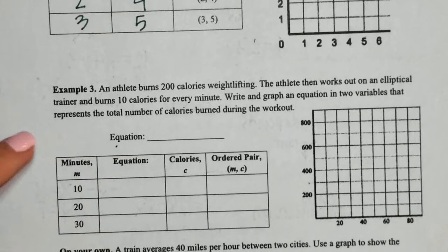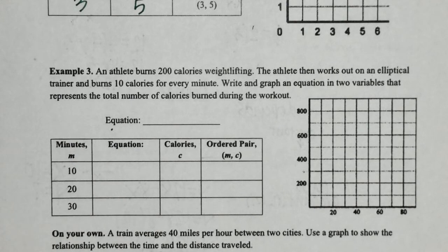Okay. An athlete burns 200 calories weightlifting. The athlete then works out on an elliptical trainer and burns 10 calories for every minute. Write and graph an equation in 2 variables that represents the total number of calories burned during the workout.